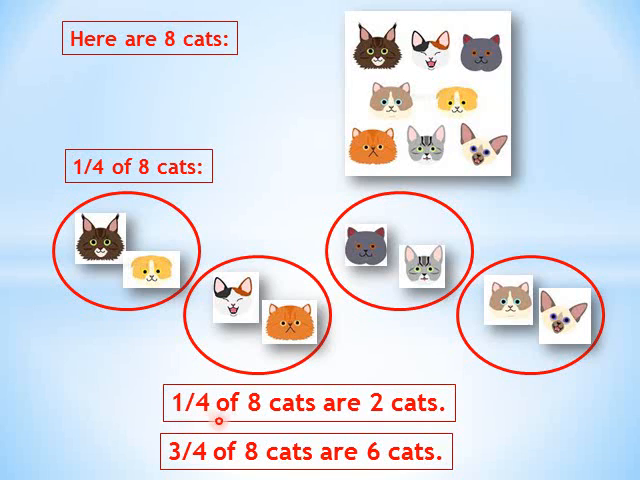To get 1/4 of 8 cats, I will think, 4 multiplied by which number gives me 8? Yes, 4 multiplied by 2 gives me 8. So the answer is 2. And here, my answer actually is 2.